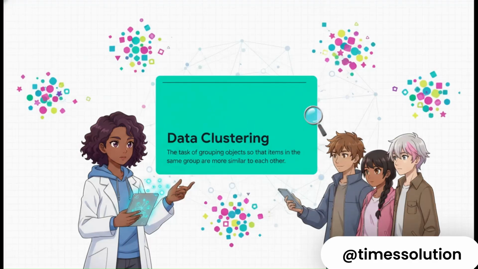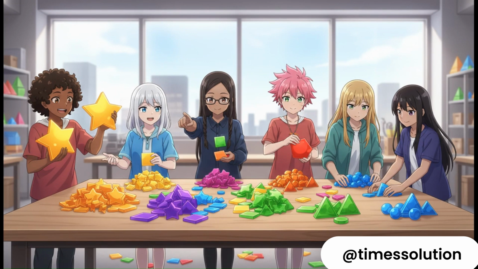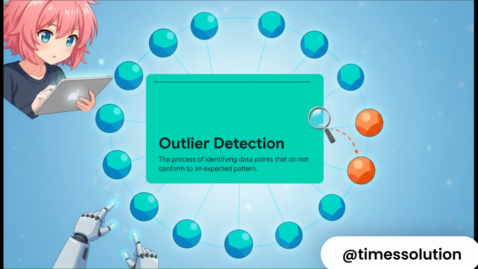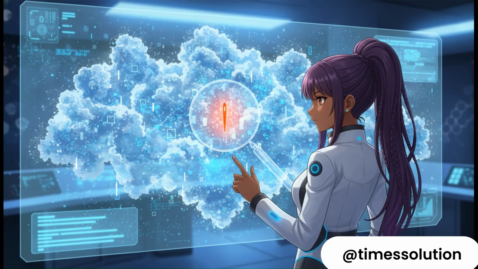Next is data clustering. Basically, automatically sorting similar things into groups with no labels needed. Yep, just like sorting your laundry, you're making groups based on what they have in common. Then you have outlier detection, and this one is all about spotting the things that just don't belong. It's super important for stuff like fraud detection, finding that one weird transaction out of millions.